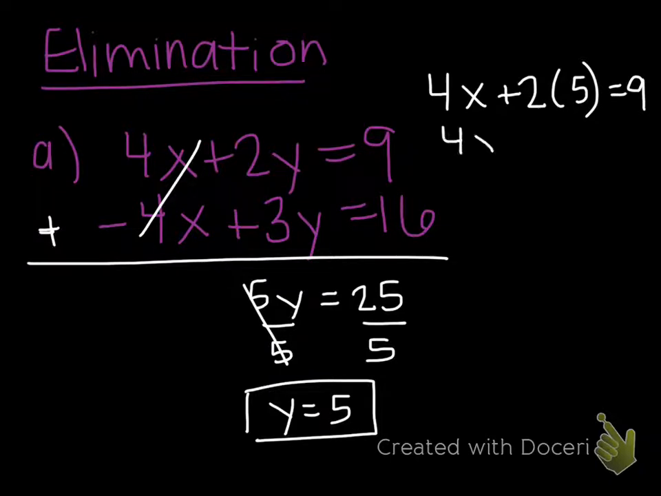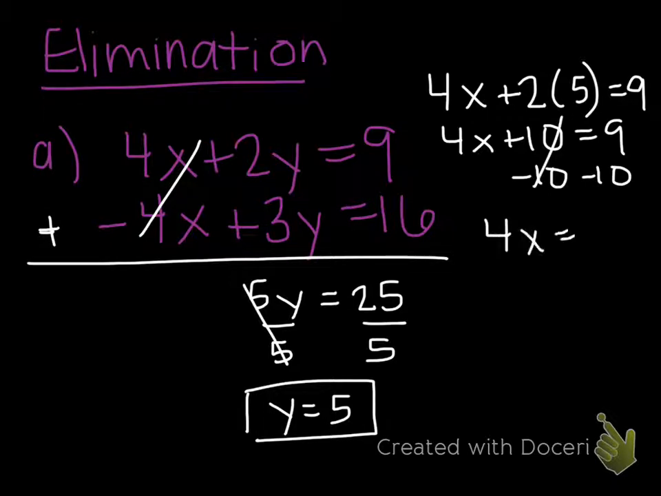So I have 4x plus 10 equals 9. I will subtract 10 from both sides. And I get 4x equals negative 1. And then we divide both sides by 4, and I get that x equals negative 1/4.